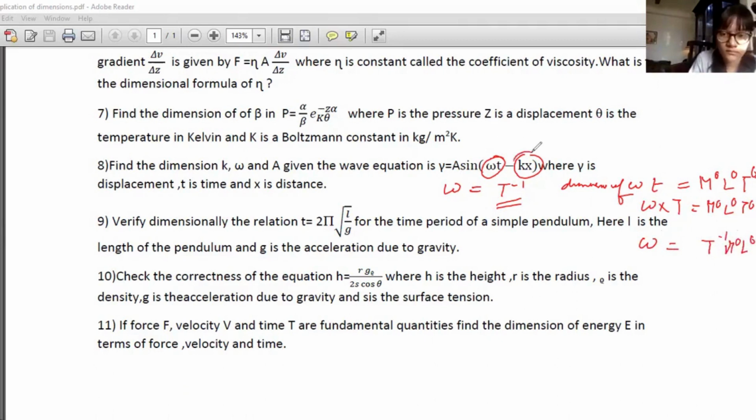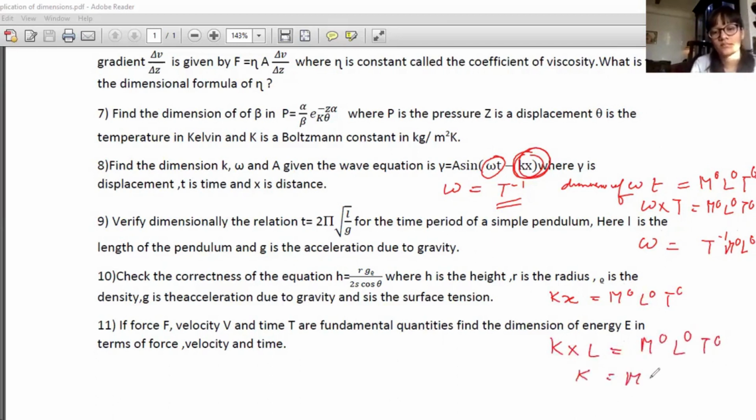Similarly, you can find k also. What will you get for the value of k? L to the power minus 1. kx is again M0 L0 T0, and x is the length, right? So k is M0 L to the power minus 1 T to the power 0. Now what about A?